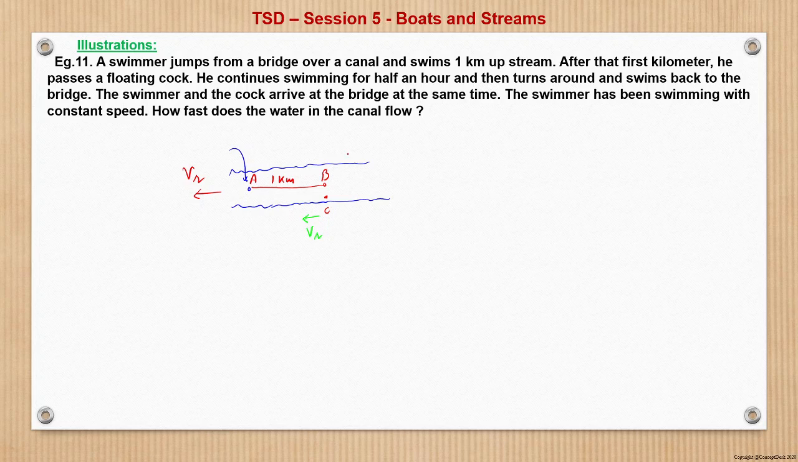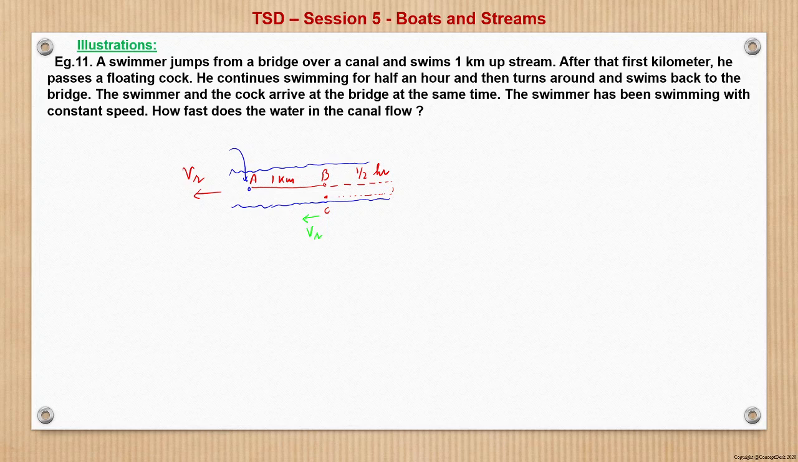Now he continues swimming for half an hour further past this. So from here he continues swimming for half an hour, and then turns back towards the cork and swims back to the beach. So what happens? The swimmer and the cork arrive at the beach at the same time.